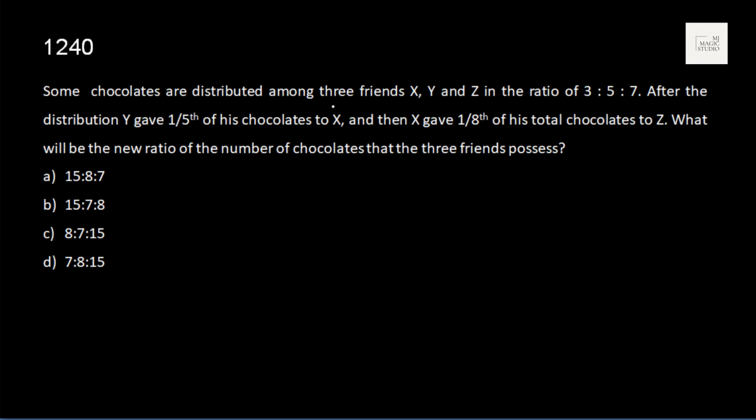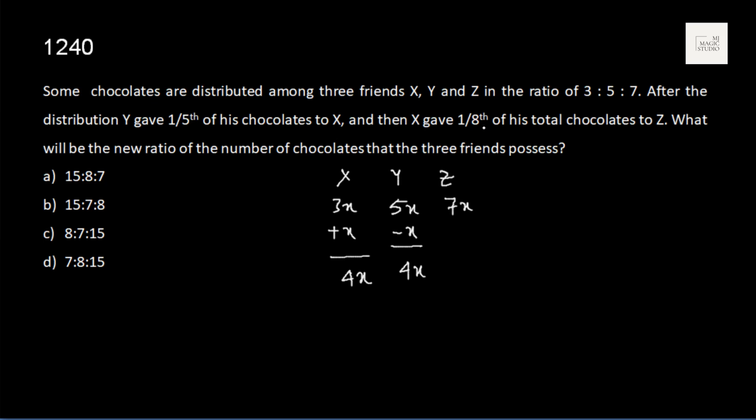Some chocolates are distributed among three friends X, Y, Z in the ratio 3 is to 5 is to 7. Let it be 3x, 5x, 7x. After the distribution, Y gave 1/5 of his chocolate to X. 1/5 of his chocolate means minus x, so he is remaining with 4x, and X has 3x plus x, that is 4x.